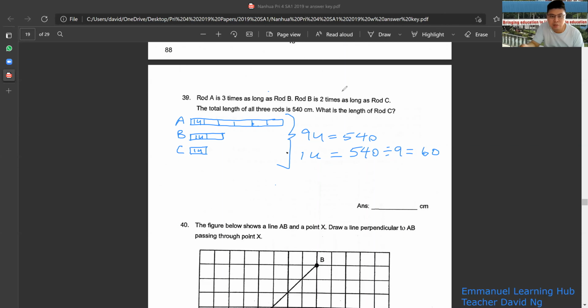Can you tell me? Rod C. Answer is very obvious. 1 unit lah. Which is how many cm? 60 cm. Okay.